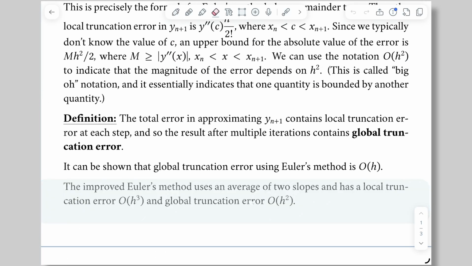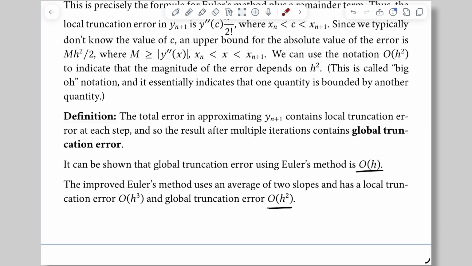The current lesson is going to show us an improved Euler's method, which uses an average of two slopes and has a local truncation error of big O h cubed. We don't really focus so much on that in our work. The global truncation error is big O h squared. Now for a comparison, using Euler's method, the error is big O h. Using an improved Euler's method that we'll see in a moment, its global truncation error is big O h squared. Since h is small, think a tenth, a hundredth, a thousandth, h squared is much smaller than h, and so we have a much improved estimate.